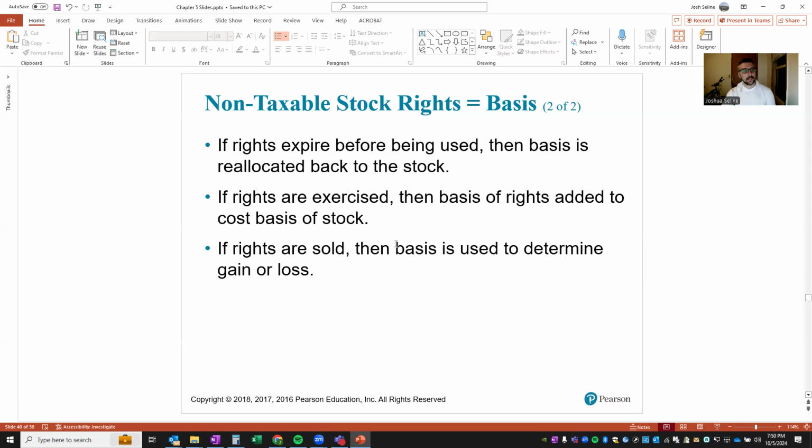Here we've got more on this. If rights expire before being used, the basis is reallocated back to the stock. If rights are exercised, the basis of rights gets added to the cost basis of the stock. And if you sell your rights, then the basis is used to determine the gain.